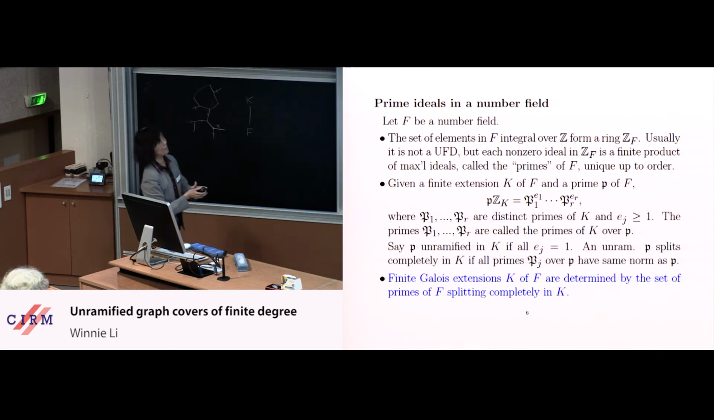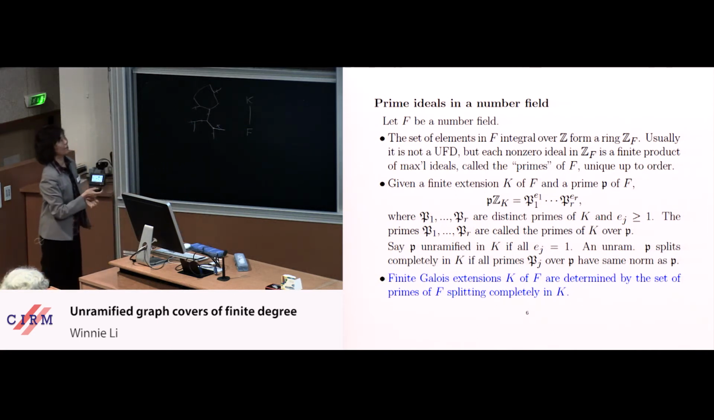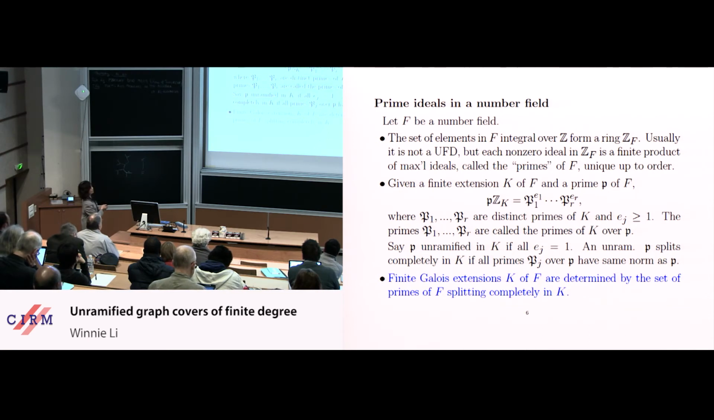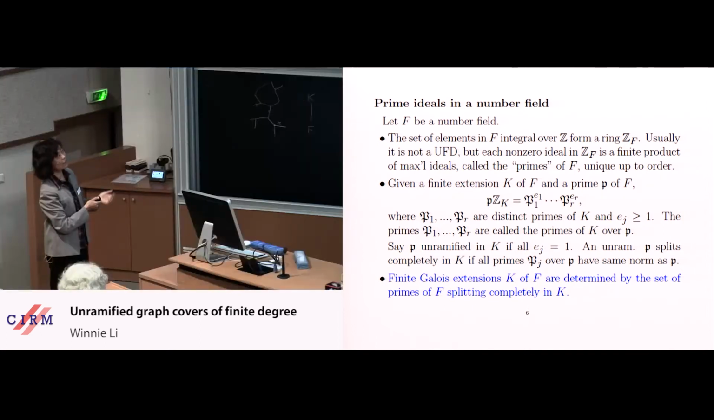this slide, the earlier part is written for the general audience. So in the field Q, we consider the integers, and in the number field, we consider the elements which are integral over Z, and they form a ring. This ring usually is not a unique factorization domain, but if we look at the non-zero ideals in this ring, there's a unique factorization as a product of maximal ideals, unique up to order. So when we have a number field, these maximal ideals in the ring of integers play the role of primes.